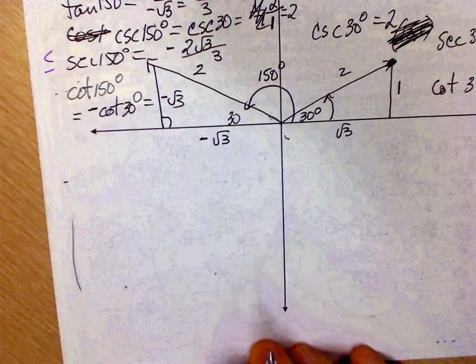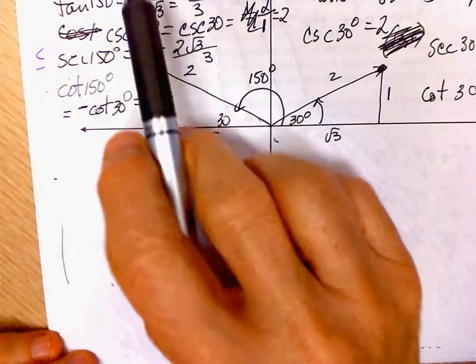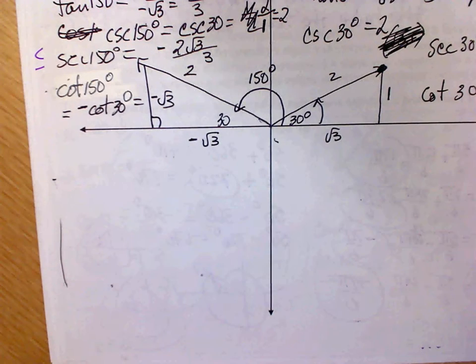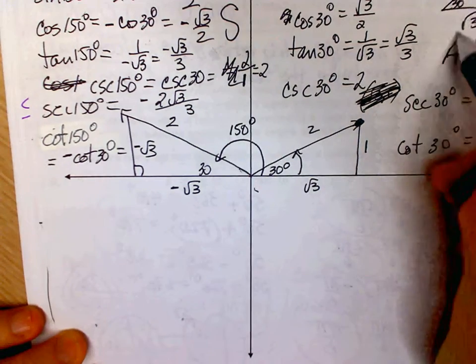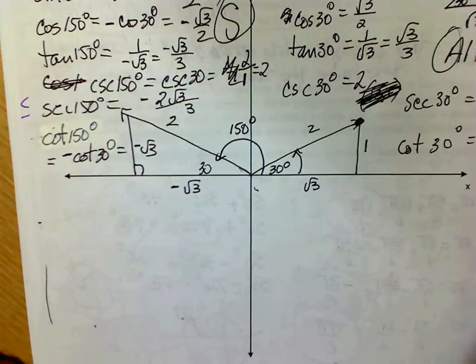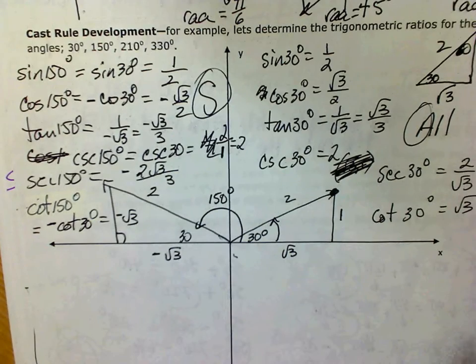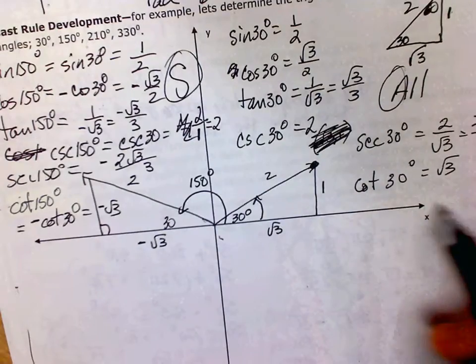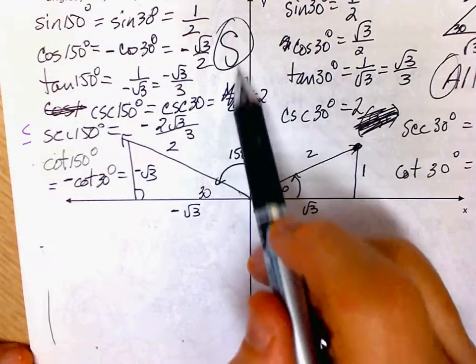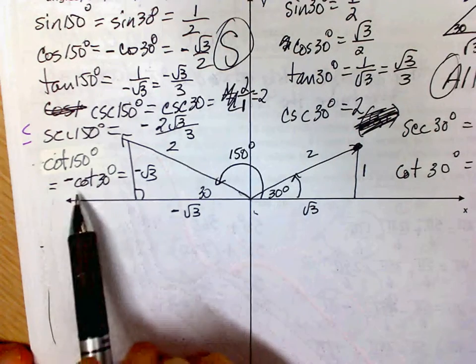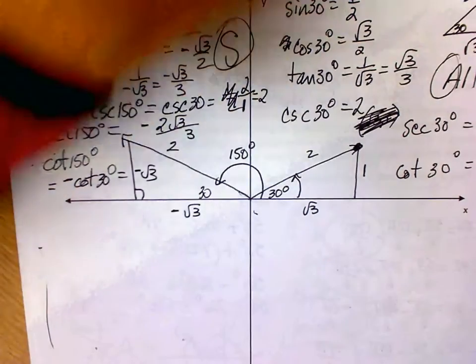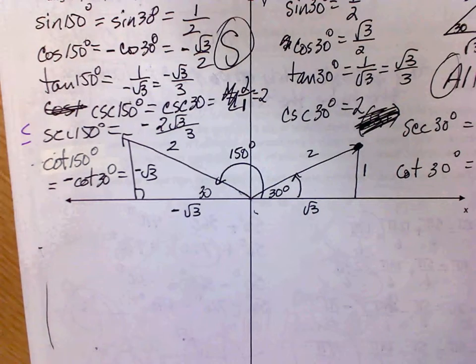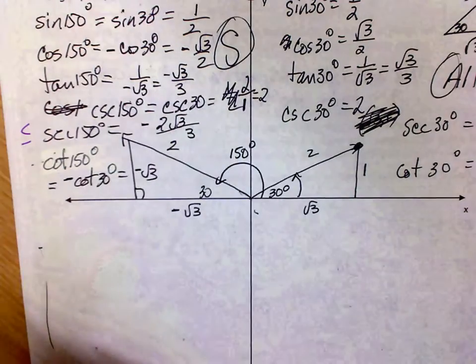Okay, so out of our trig ratios, which is the only one that was positive? Sine is positive, right? So far we have A, we have S, right? They're all positive in quadrant 1. Only sine and its reciprocal are positive in quadrant 2. Now let's move on to the next triangle with the next angle, which is 210 degrees.